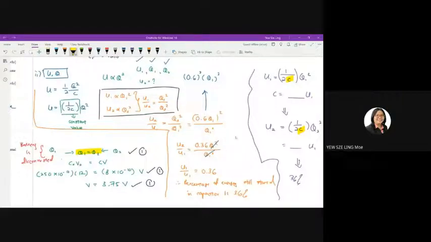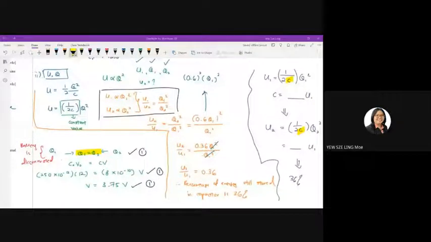So now I give you 2 minutes to write it down, especially the one in the orange color.